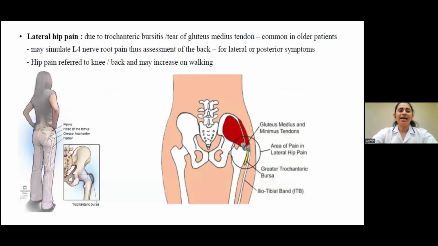So when we talk about the lateral hip pain, again, when we are talking about the location of the pain around the hip, it is going to be quite indicative, especially for the lateral hip. It is indicative of trochanteric bursitis, or there's the possibility of tear of the gluteus medius. Again, common in older or elderly people. And most of the time, there is a possibility that the pain can be because of a nerve root involvement, most commonly the L4 nerve root, which can be because of a lumbar pain or a lumbar spondylosis.